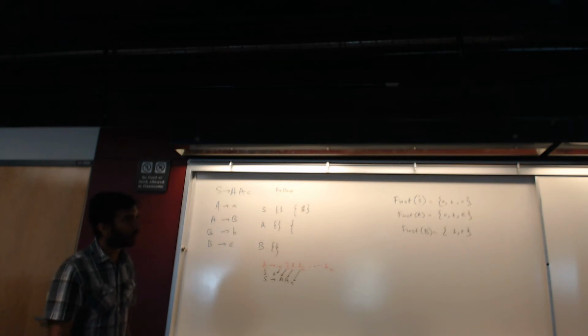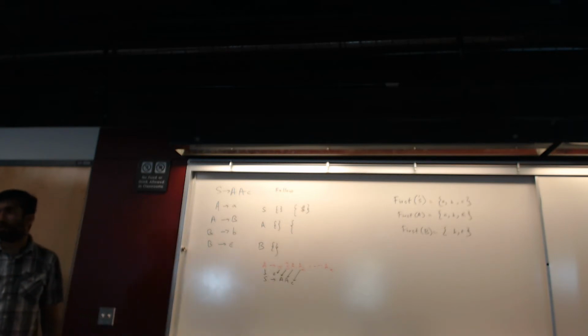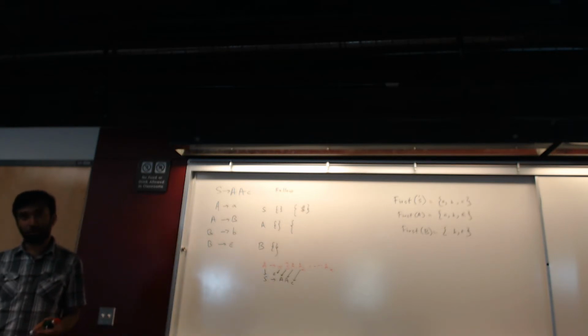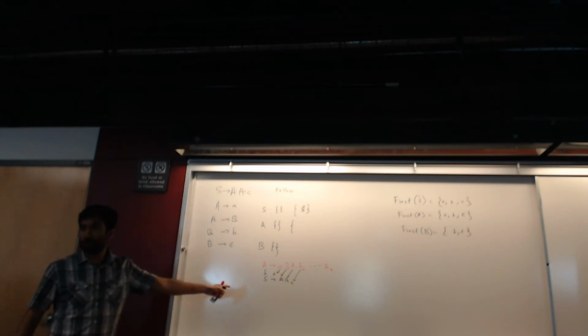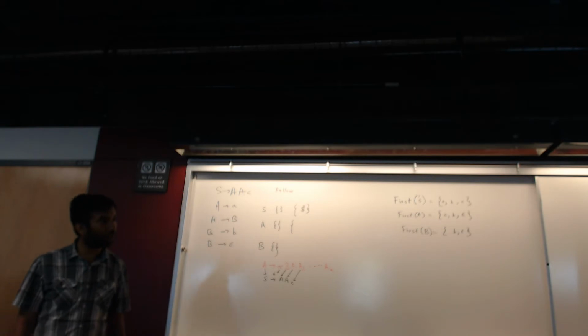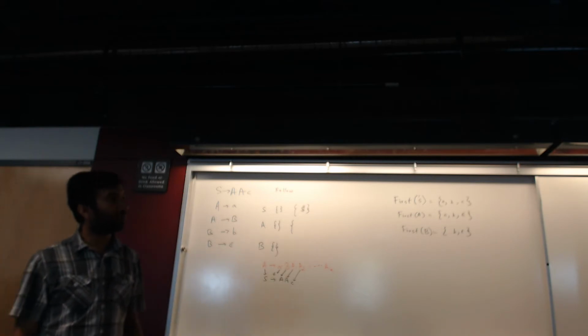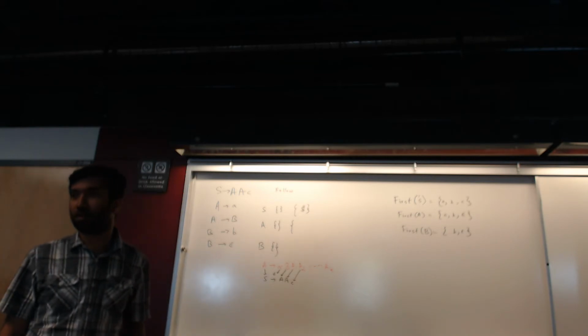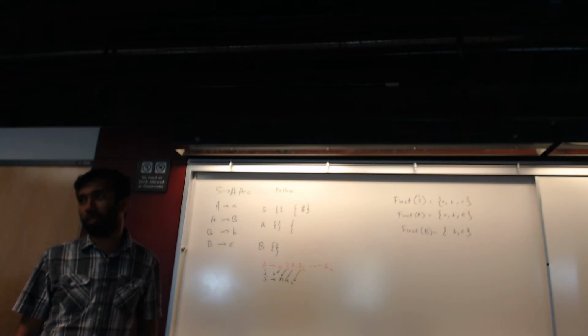Now can you apply rule 4? Yeah, you can apply rule 4, right? Using the same mapping, you can apply rule 4. So what does rule 4 say? It says that you add the first of A1 minus epsilon to the follow of B, right?